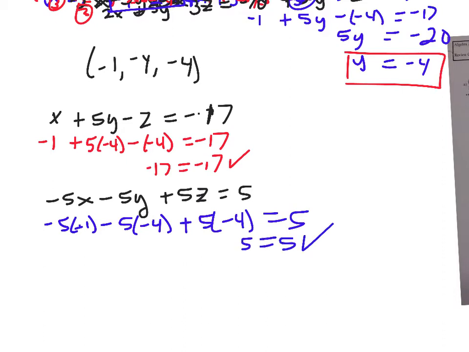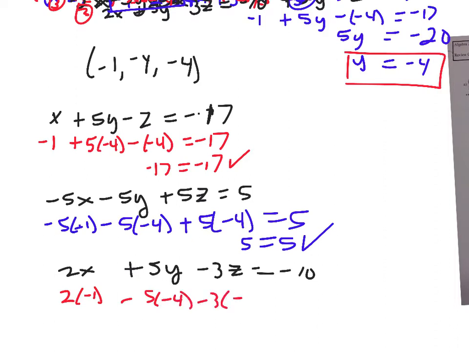And the last one, which is 2x plus 5y minus 3z is equal to negative 10. So it's 2 times negative 1 plus 5 times negative 4 minus 3 times negative 4 equals negative 10. Plug the left side in, you get negative 10 equals negative 10, and that checks. Okay, so that's number 1, so let's move on to number 2.